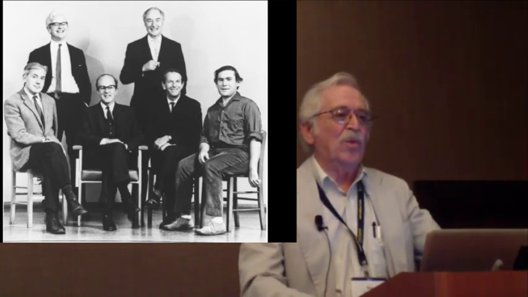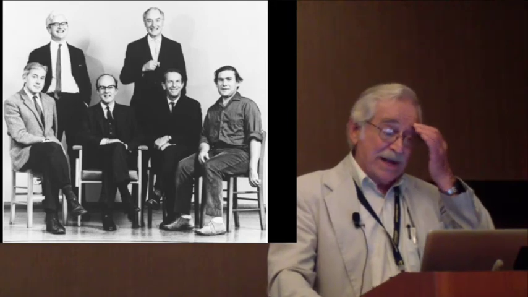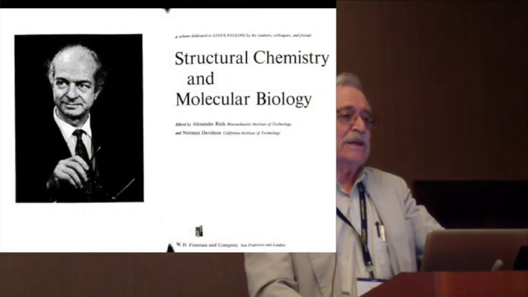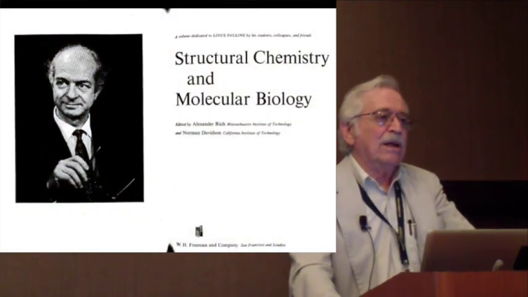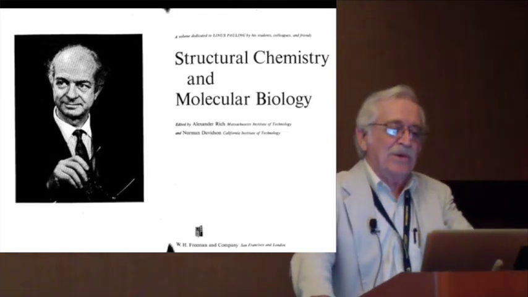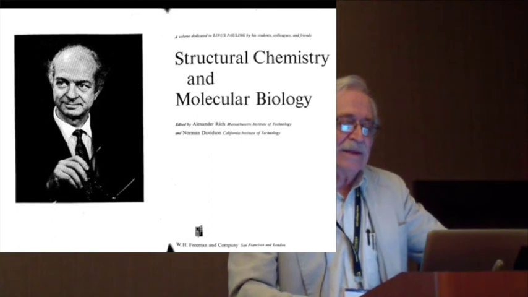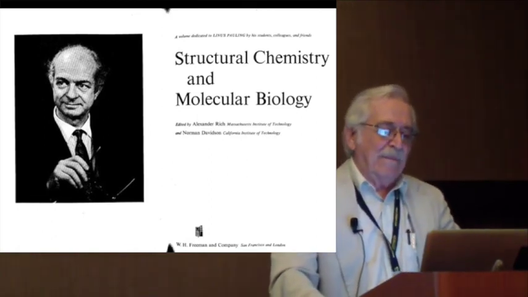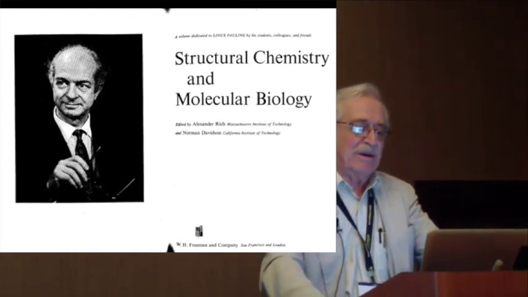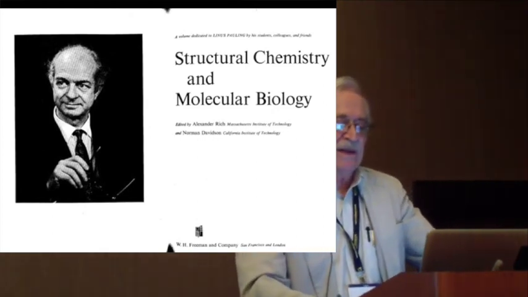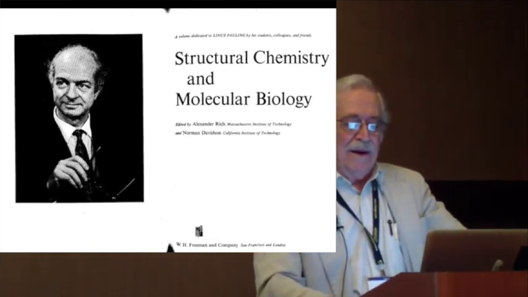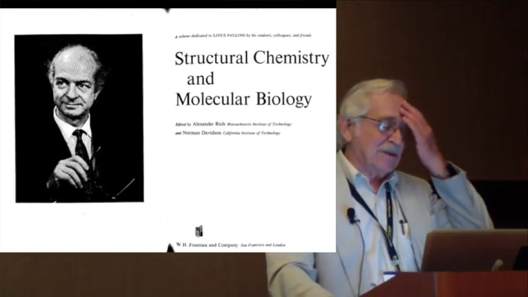This was now the world center for molecular biology. But in 1966, Linus Pauling had his 65th birthday. So his students, colleagues, and friends got together to make a festschrift for him, Structural Chemistry and Molecular Biology. So this was, let's say, the Pasadena School of molecular biology based on structural chemistry.